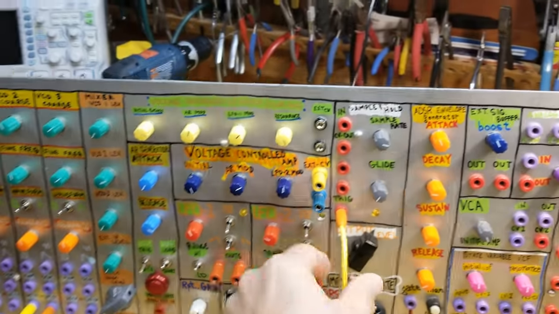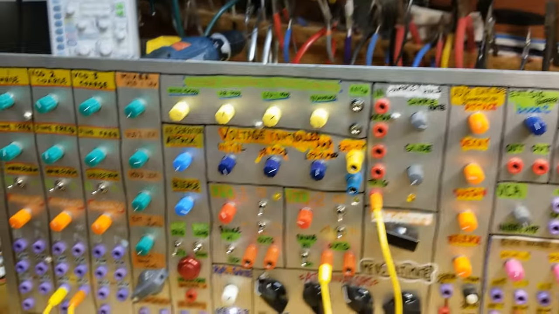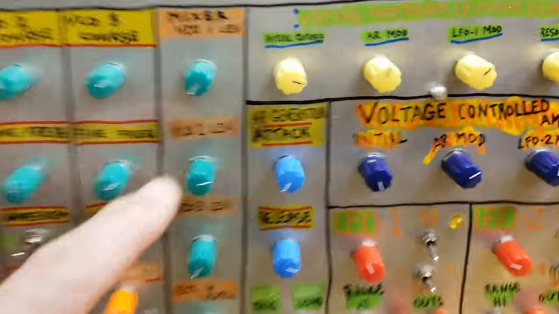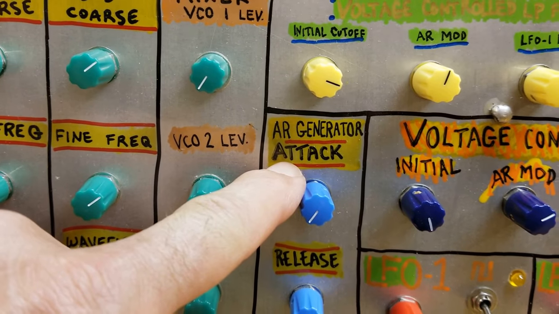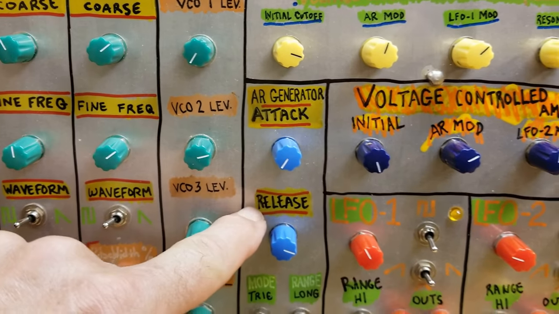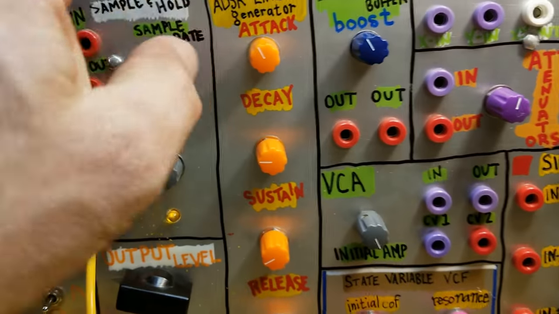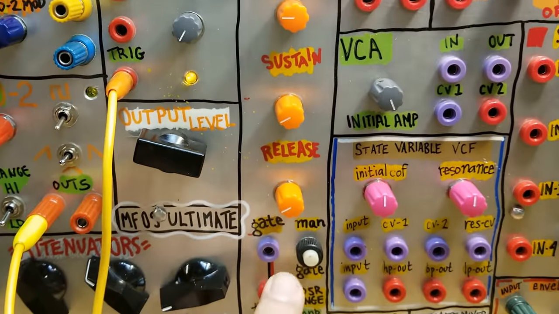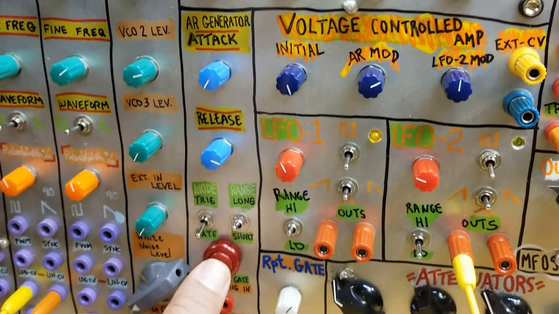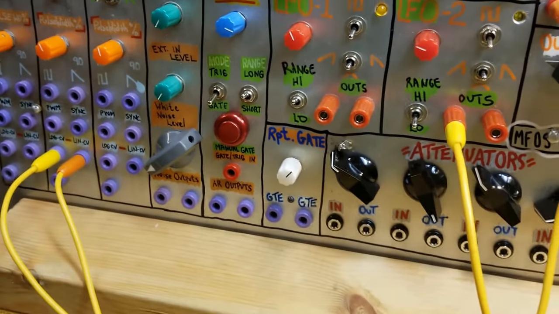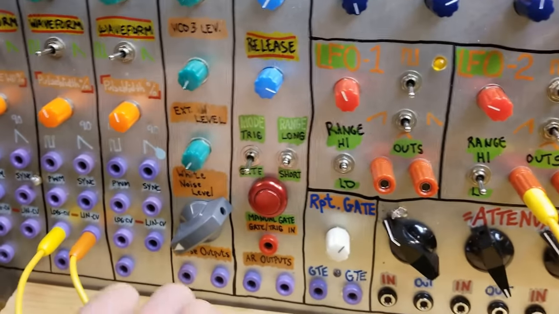And to be honest with you, I built this thing, and then I had to sort of, let's take a tour back behind the back. Anyway, attack release generator, attack release. There's another ADSR generator on this side here. This is attack, decay, sustain, release. And then you can manually trigger it. And there's a lot of this stuff that I don't even know. I don't know what it does.